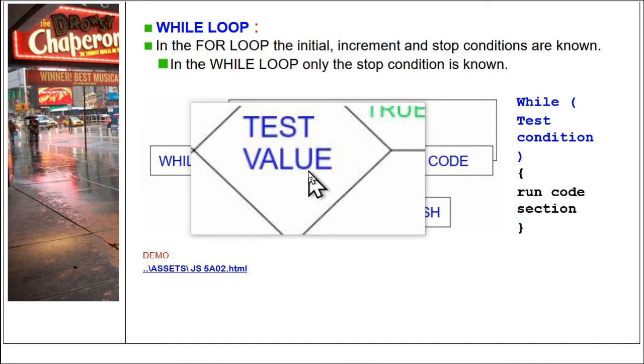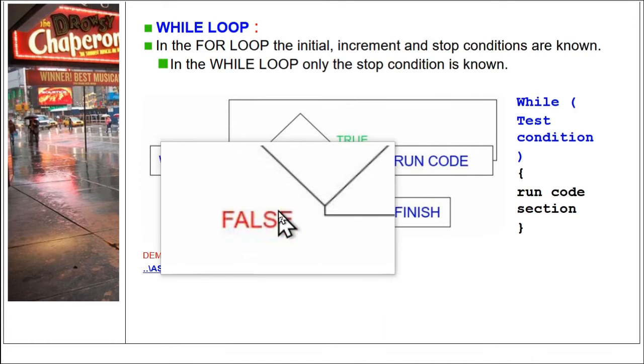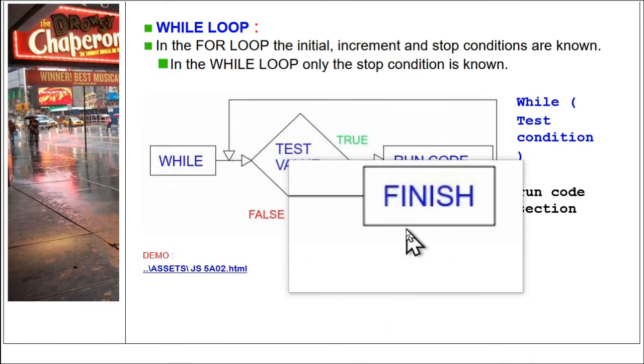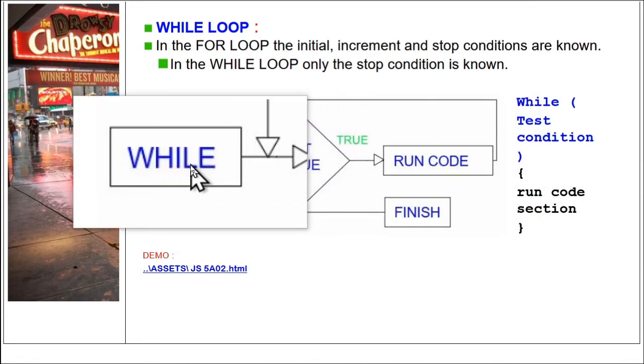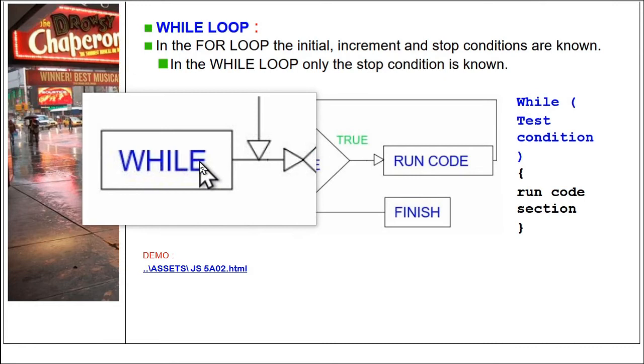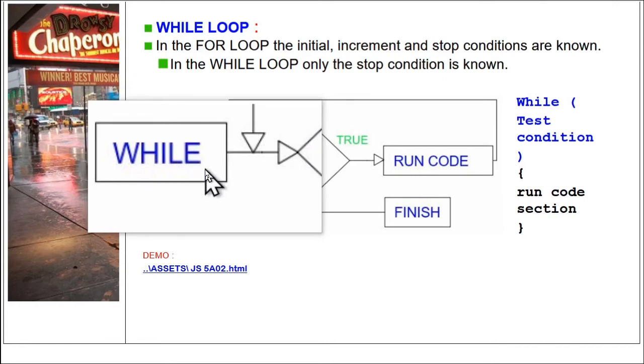So when you do this test for x less than or equal to 5, it's going to fail, go straight into the false condition, and finish immediately, and your code is never going to be run. So what you need to do is, before you run the while loop, set the value of your test condition to whatever initial value you want it to be set to. That's very important.